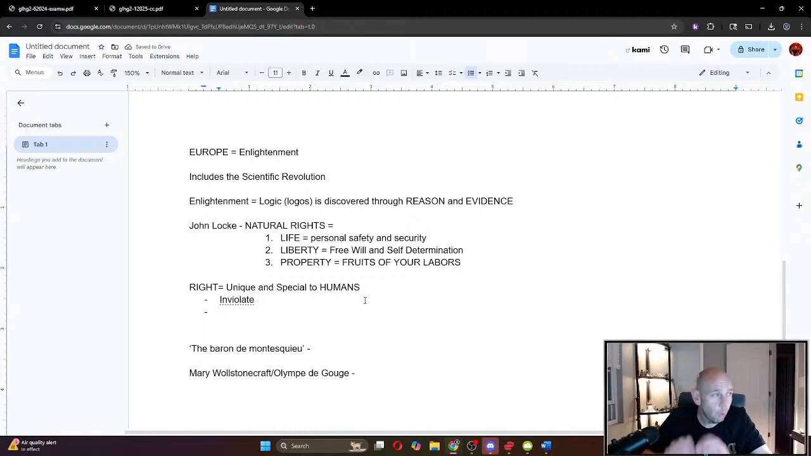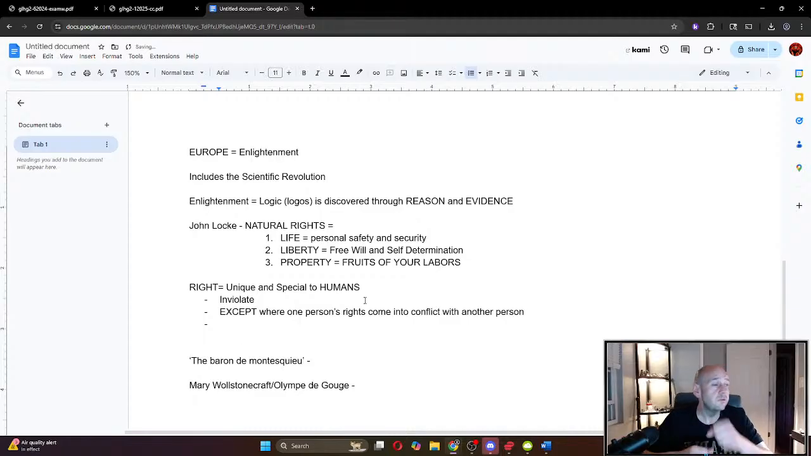There is no moral way to violate them, except where one person's rights come into conflict with another person. The famous example is: I want to throw fists everywhere I go. I want to walk in your direction. You have a right not to be punched in the face because you have a right to life and to the security of your person, but I have a right to liberty. My free will says I want to throw punches everywhere I go, and if I go right in your direction and I punch you in the face, well, that's too bad for you.